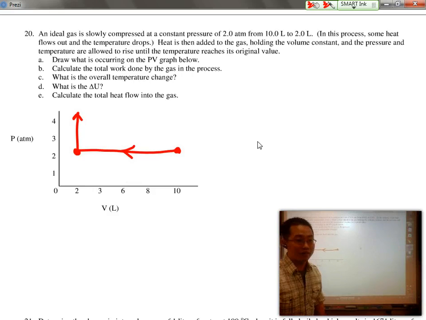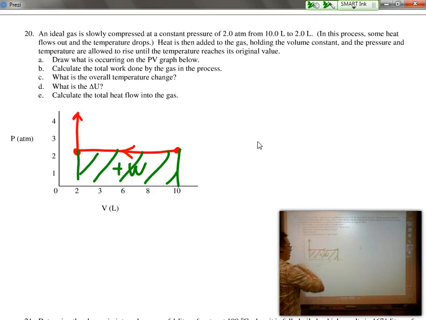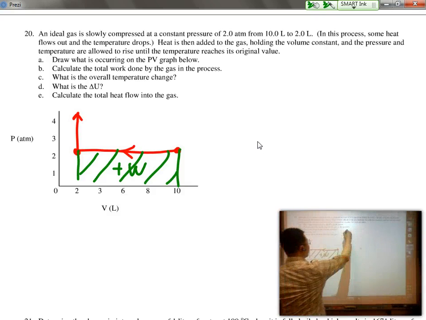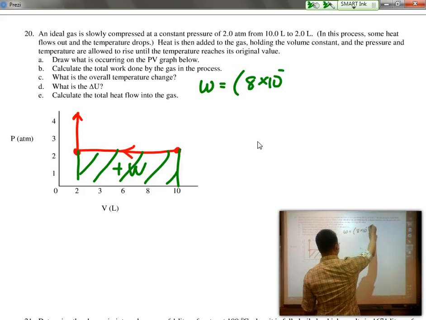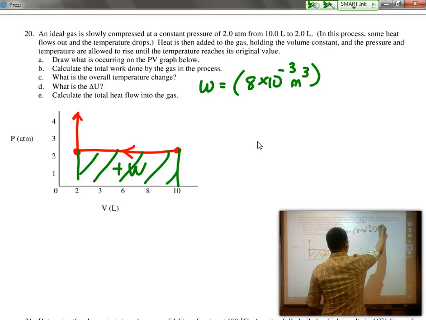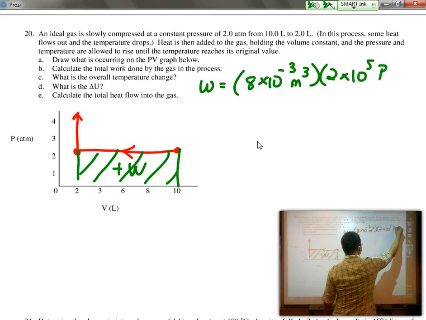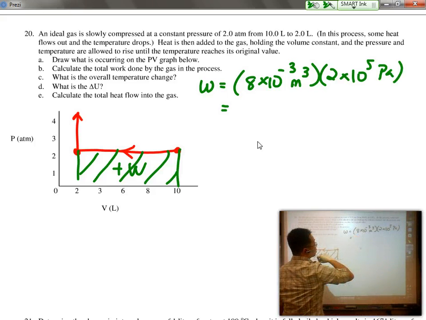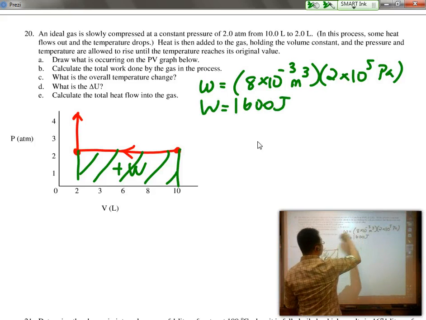So when they ask us to calculate the total work done by the gas, well, the total work would equal this area underneath the graph line, which would be positive work because the volume is decreasing. So the work would equal the base times the height. So the base is 8 liters, which is 8 times 10 to the negative third meters cubed, times the height of 2 atm, which is 2 times 10 to the fifth pascals. You get a total work of 1,600 joules.